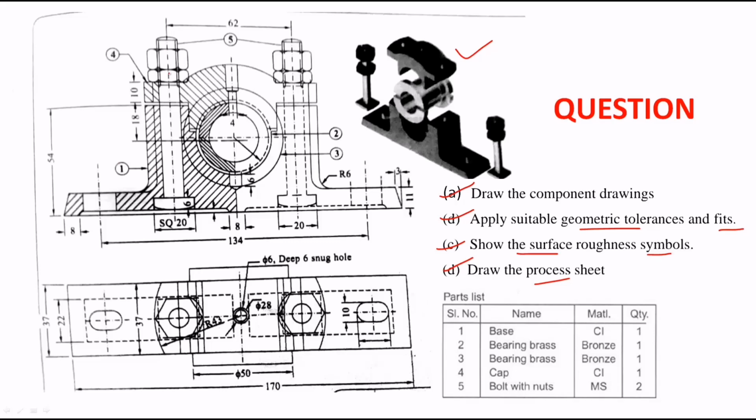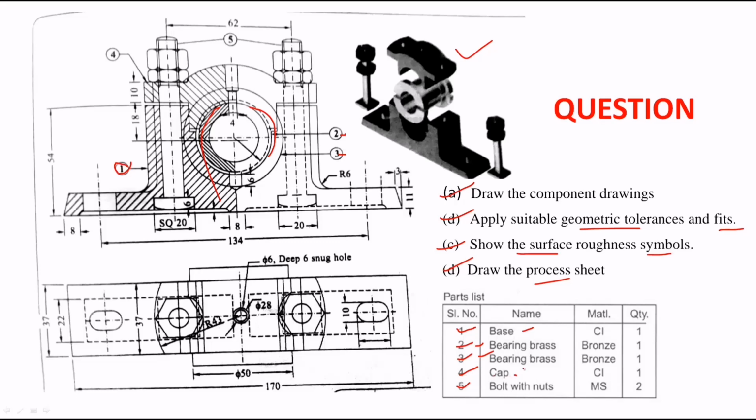So in this figure we can understand the different parts. How many parts are there? Base, bearing brass, again bearing brass, cap, bolts with nuts. Where is the base? The first component showing here is the base. What is bearing brass? The second and third, 2 parts, are bearing brasses only. These inside rings are called bearing brasses.